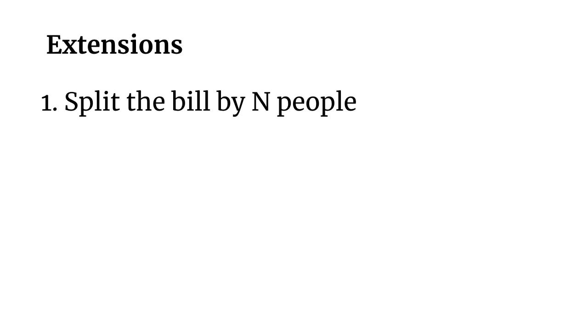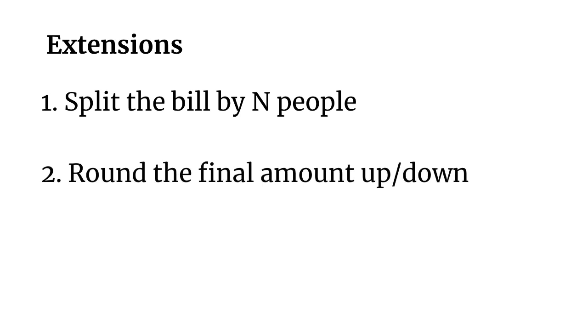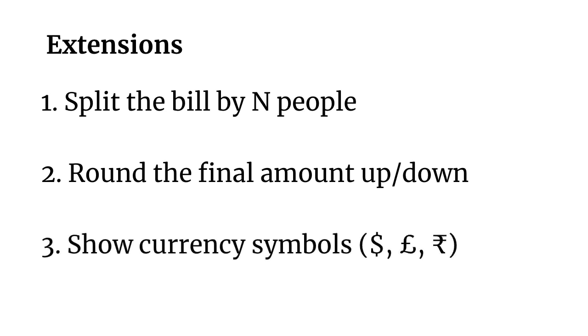One of the nice things about the Tip Calculator app is that there are so many ways to extend the basic project that we just built. A few of the ideas I had were split the bill by n people. So for example, you could input 4 and then you could divide the total amount by 4 so you know how much each person has to pay. Another idea is to round the final amount up or down so you don't have some odd number of cents in the total. And finally, you could show currency symbols. So in the US, we use dollars, in the UK, they use pounds, and in India, rupees. And so be able to allow the user to input the country that they're in and show the proper currency symbol.